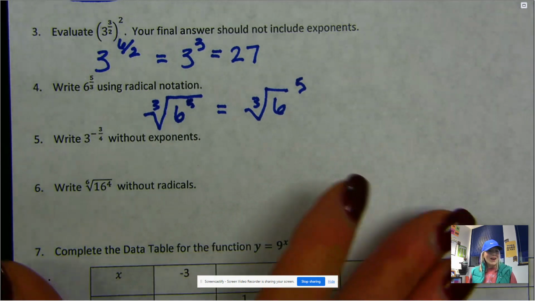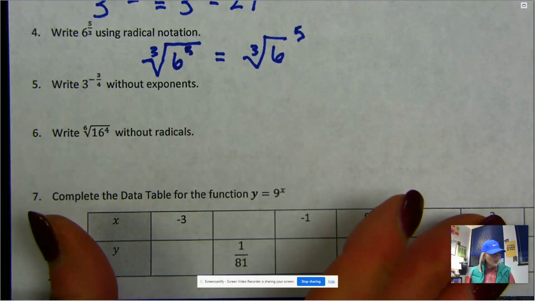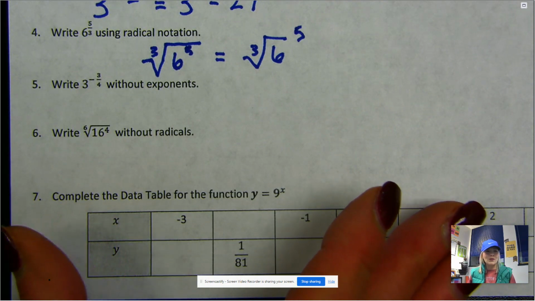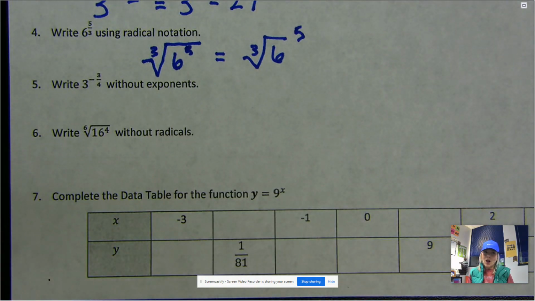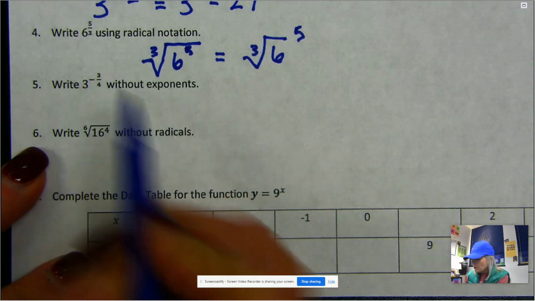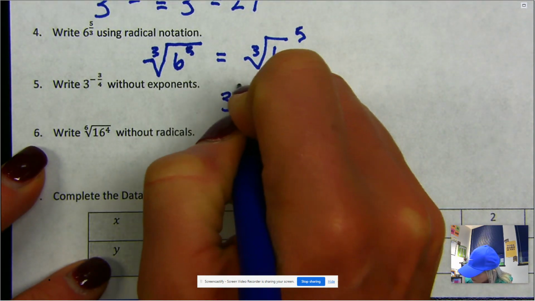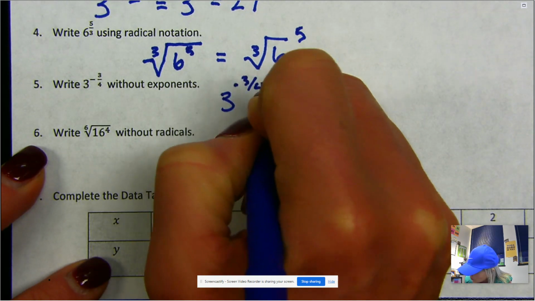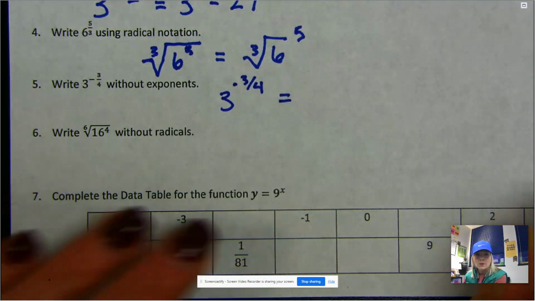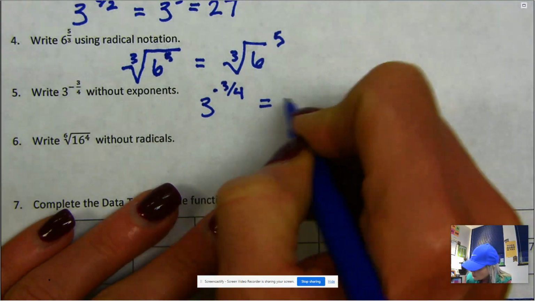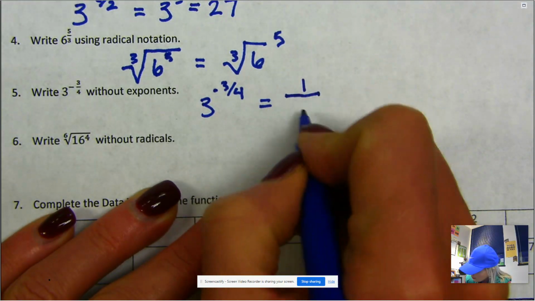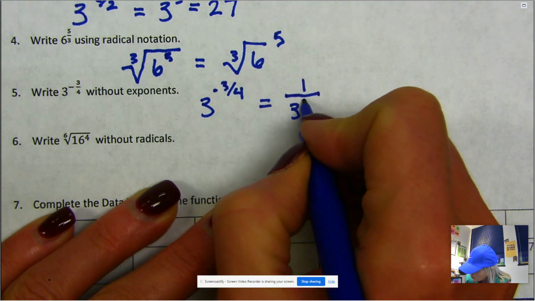All right, number 5, we're going to write 3 to the negative 3/4 without using exponents. So there's kind of a lot going on here. We've got a fraction exponent, and it's also negative. So I'm going to address the negative part first. So this negative exponent means, I'm going to write it over here. So we have 3 to the negative 3/4. So the first thing I'm going to do is rewrite this as a fraction. When we do that, that makes the exponent positive 3/4.